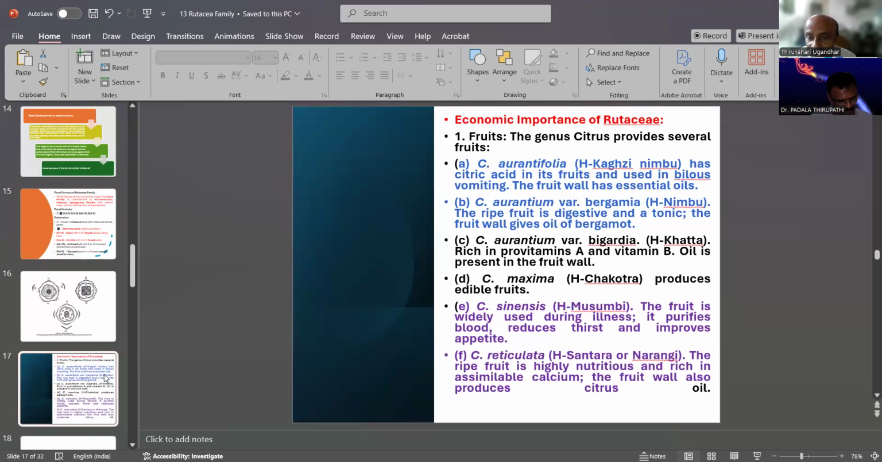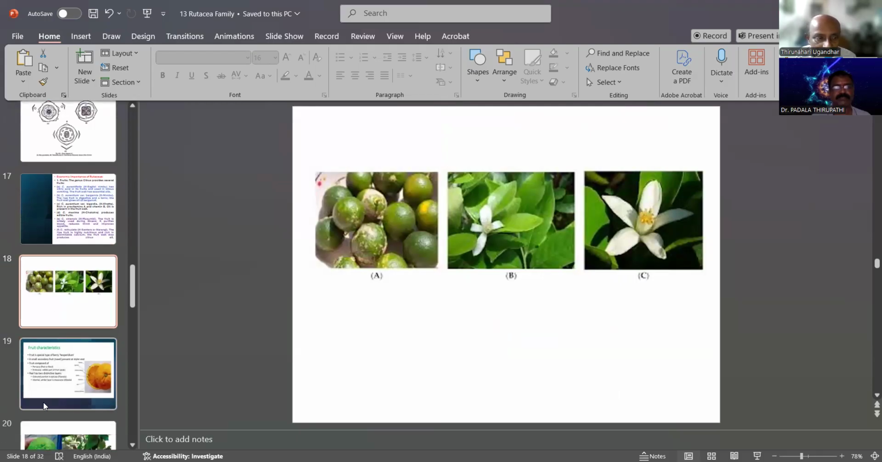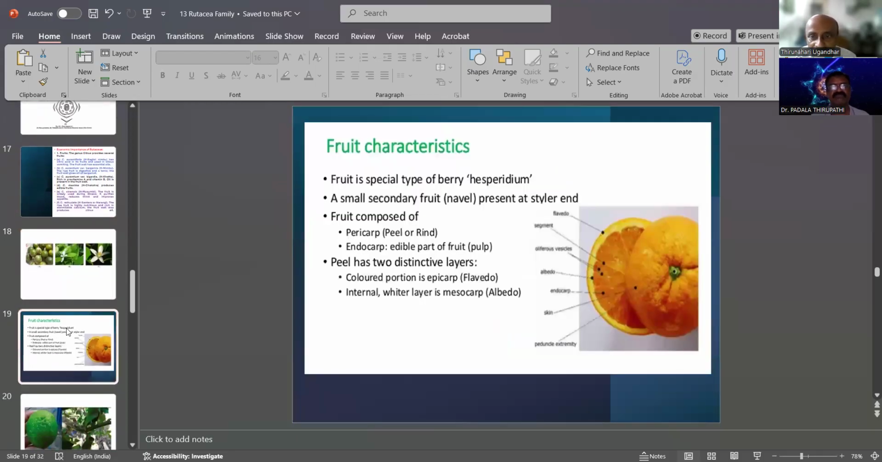Citrus reticulata is the santara, also called narangi. The ripe fruit is highly nutritious and rich in assimilable calcium. The fruit wall also produces citrus oil. These are important economic uses. So these are the different types of fruits. But here are the fruit characters. The fruit is a berry, a hesperidium, a small secondary fruit of the navel, with persistent style, and composed of pericarp, endocarp, and exocarp.